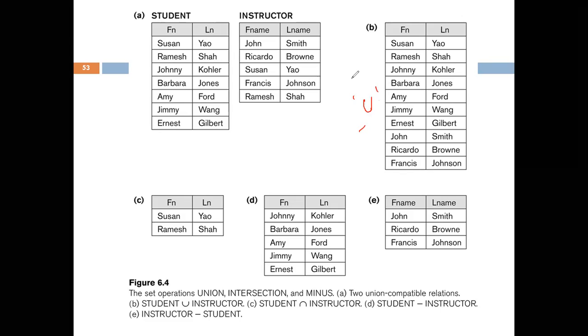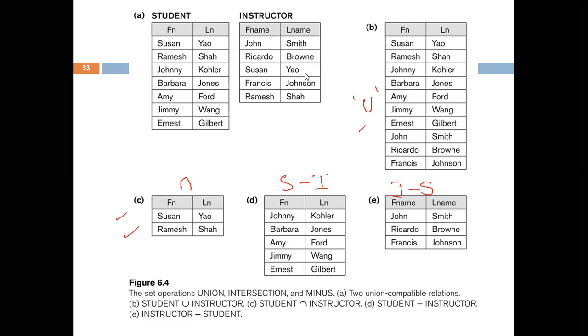And this corresponds to intersection. So this is the intersection of the student and the instructor. In both the tables, that particular row should be present. So such rows will be present in the intersection. And this is the difference. So this is student minus instructor. And this is instructor minus student. So these are the rows that will be present.